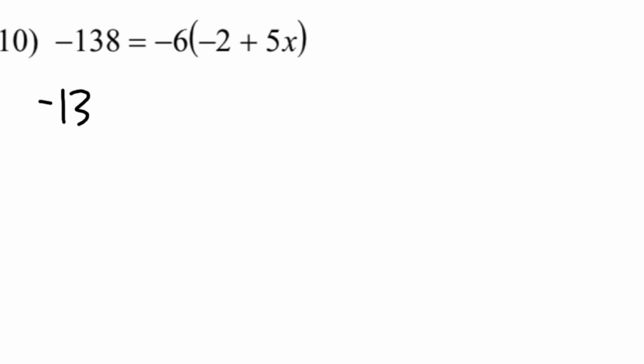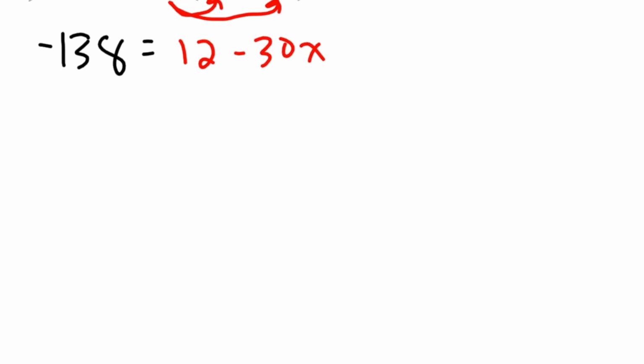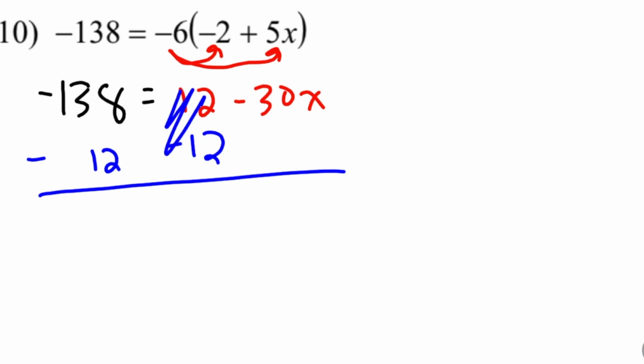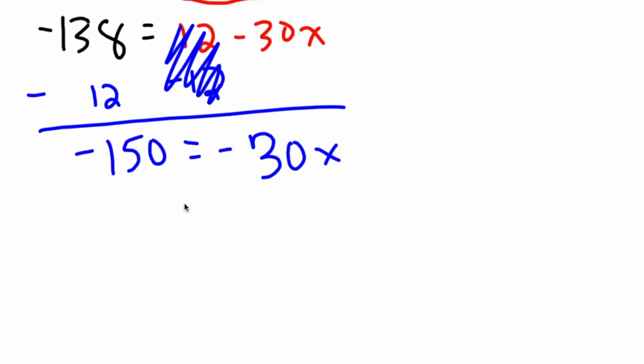Next, same thing here. We're starting out with our distributive property. So I'm going to recopy the negative 138 and then take my negative 6 and multiply it through. Negative 6 times negative 2 is 12, and negative 6 times 5 is negative 30x. There are no like terms to combine, so I'm just going to keep going with moving my number with no variable. That means subtracting 12. These are gone. Negative 138 minus 12 is negative 150 equals negative 30x.